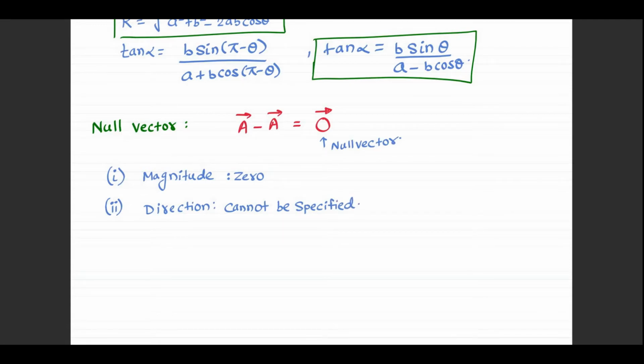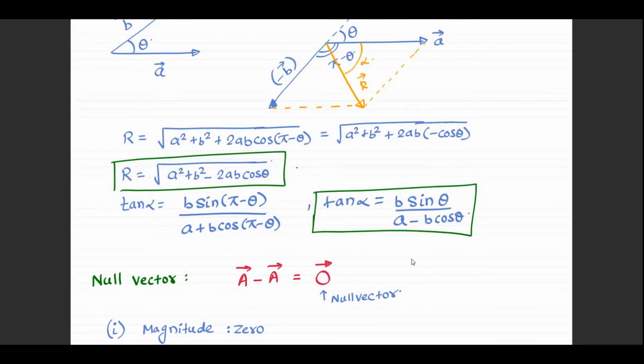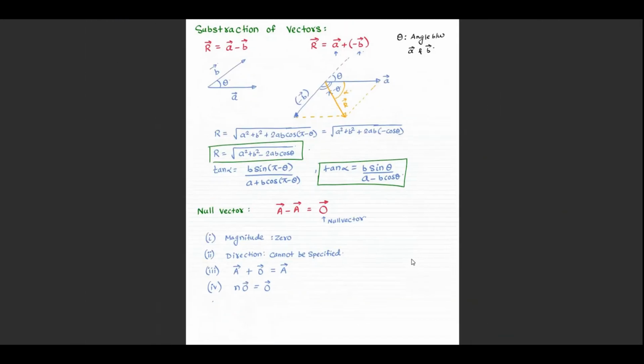What are the other properties? If you add null vector to any given vector, it will be the vector itself. If you multiply any quantity to a null vector, it will be a null vector, right? So these are some of the important properties of null vector, right? You can note these down.